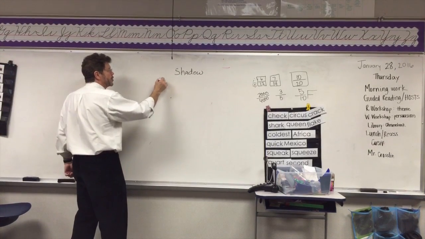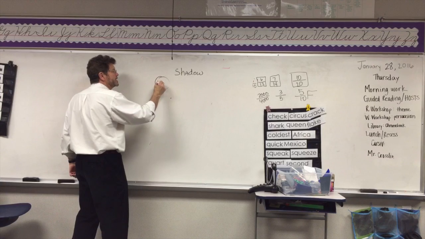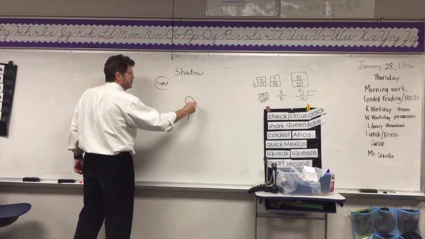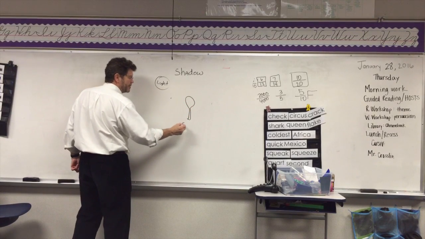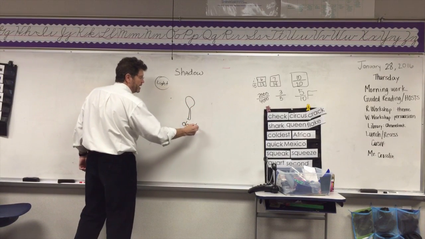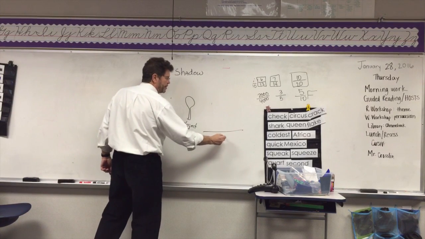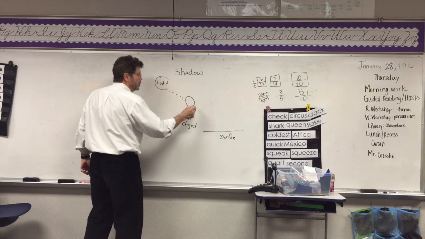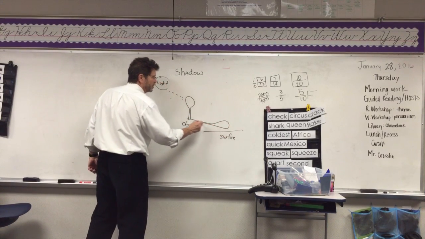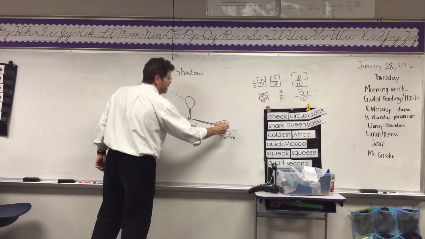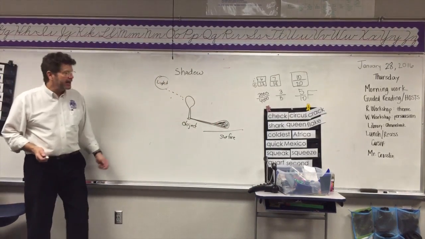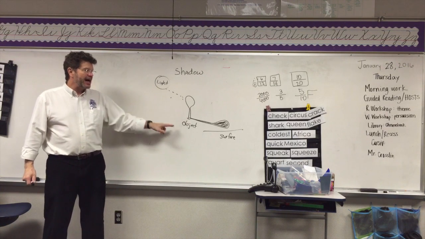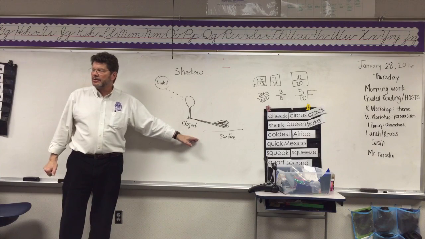Go ahead and in that box, draw right here, like for example, you need light, you need an object, for example, a spoon, and you need a surface. And if you have light, you'll get a shadow on the ground. A shadow is a dark area where the light has been blocked out. So you need all three of these. You need a light source, an object, and a surface for the shadow.